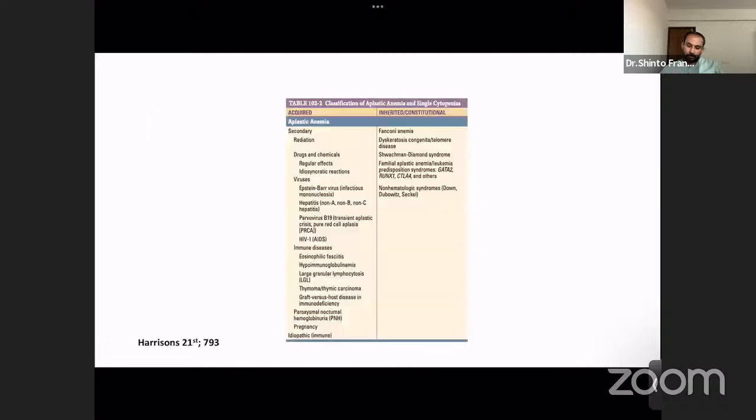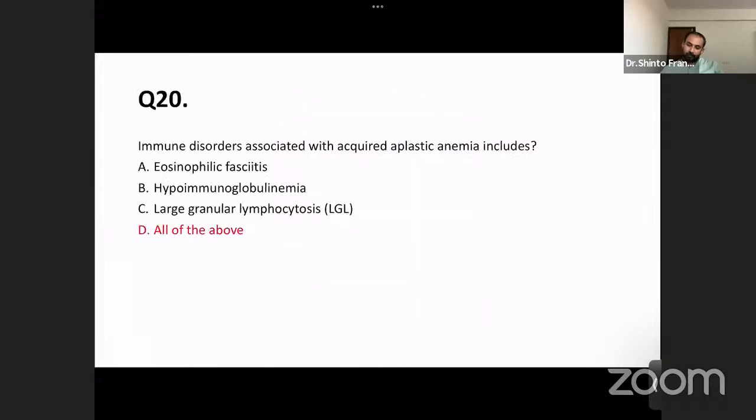Coming to question number 20: immune disorders associated with acute aplastic anemia include eosinophilic fasciitis, hypoimmunoglobulinemia, large granular lymphocytosis, all the above. Again, the chart. Immune diseases related: eosinophilic fasciitis, hypoimmunoglobulinemia, large granular lymphocytosis, thymoma, graft versus host disease, etc. Other causes have been mentioned, acquired and inherited, secondary causes: radiation, drugs, viruses, etc. So this is a straight pick from the Harrison chart: all of the above.